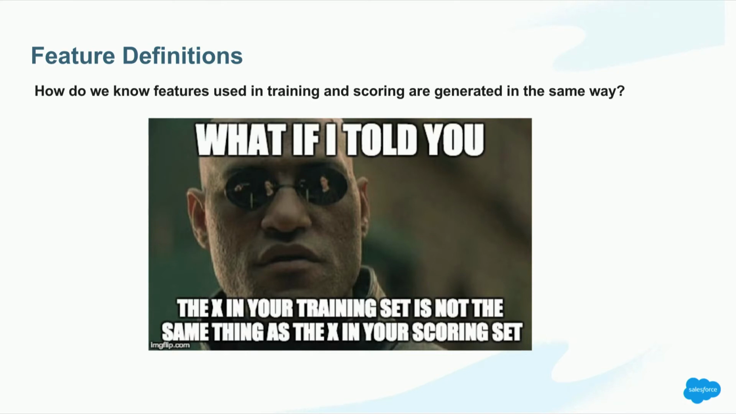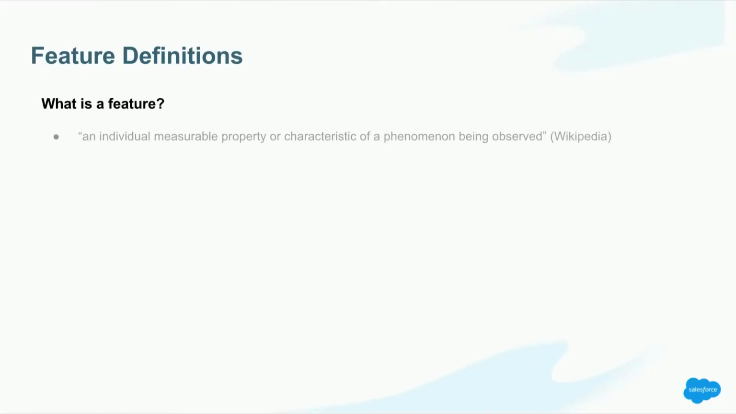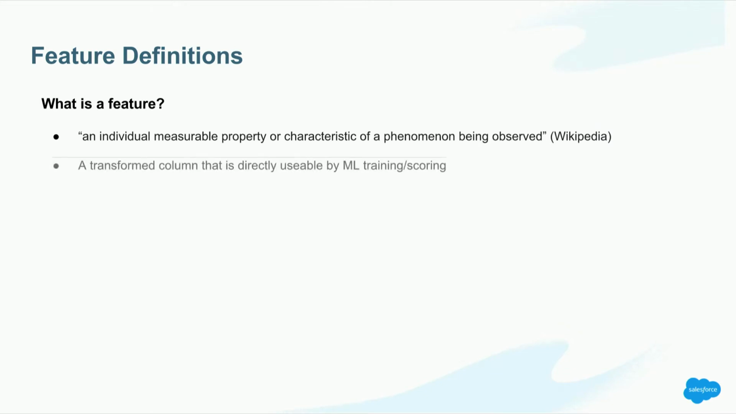So bear with me while I take a step back to go through some of the basic definitions. So what is a feature? This is a Wikipedia definition of feature. As Wikipedia always is, it's 100% accurate, but utterly useless. So a more practical, although a little bit less rigorous definition would be that a feature is more like a transformed column in a data set that you will plug directly into training or scoring.